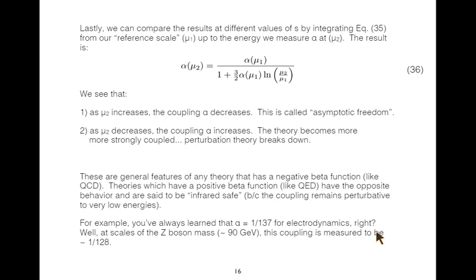In this case, we found that as we increase the scale, the coupling decreases. So as we go up in energy, the coupling gets smaller. This is called asymptotic freedom. It's the same thing that happens in QCD. And just like in QCD, as we decrease the scale, as we go lower in energy, the coupling becomes non-perturbative. The coupling grows and grows, it gets larger than 1, and then you're outside the realm of perturbation theory.